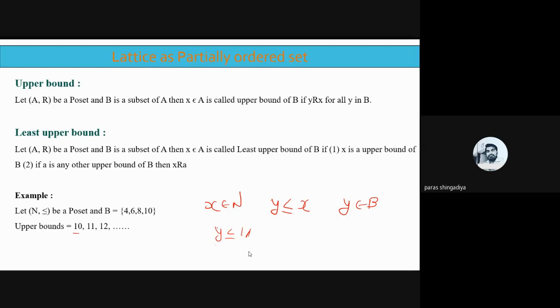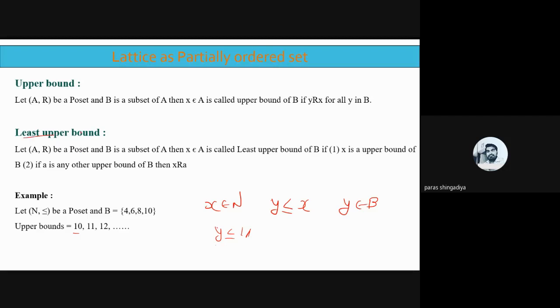Then 12, 13, 14, 15, up to infinity, all these values are upper bounds of the given set. That depends on the set B and which relation is mentioned. As per this set and the relation, we can find its lower bound, upper bound, GLB and LUB. Clear? That depends totally on the given relation and given set. If we modify B, then the answer will be modified also. If I change the values of B to 1, 2, 5, 6, then the upper bounds will change.